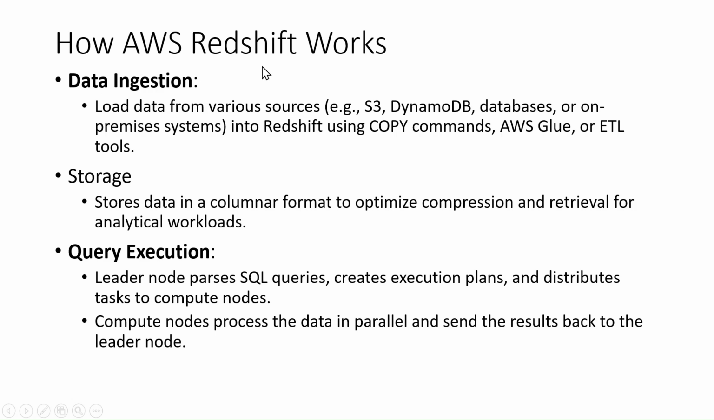Fine. How does AWS Redshift work? So, data integration: we can load the data from various sources like S3, DynamoDB, databases, or on-premises systems into Redshift using the COPY command, or we can utilize the AWS Glue service. Next is storage. It stores data in the columnar format to optimize compression and retrieval for analytical workloads.